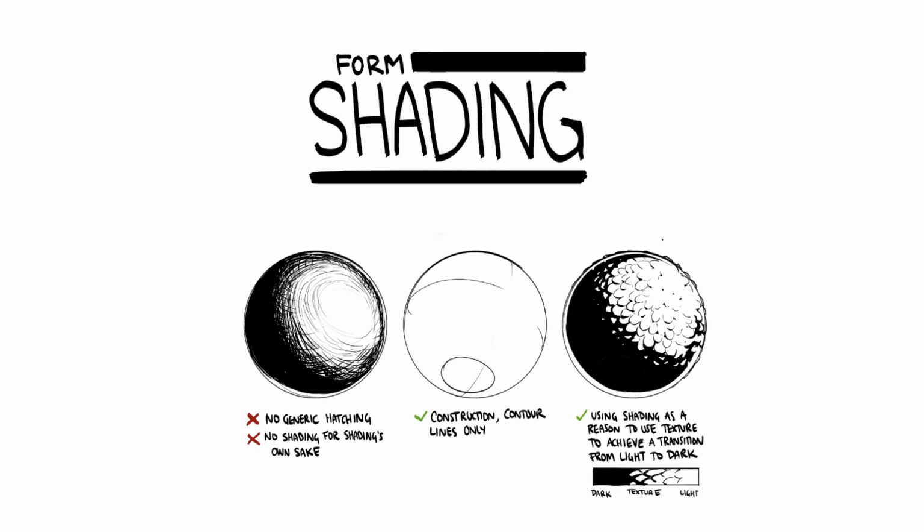Because every single line you add to your drawing creates more contour lines, and if those contour lines are incorrect, if they're telling the viewer this is actually just a flat surface, then that's the impression the viewer gets. So always focus on construction first, then you can worry about texture, and don't use hatching lines for shading.